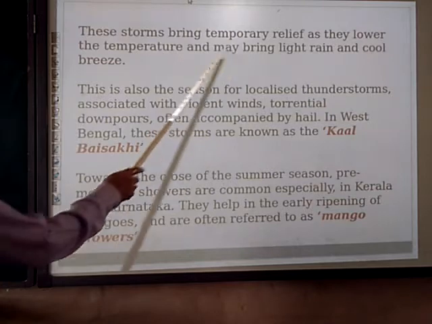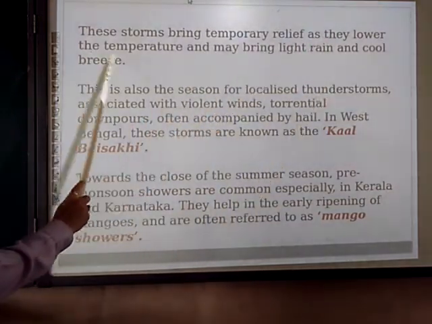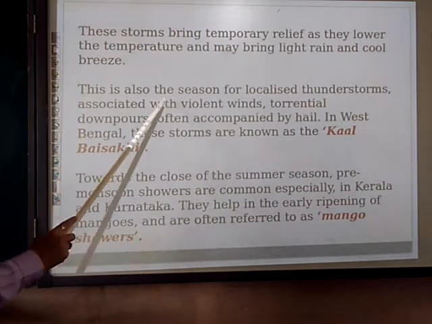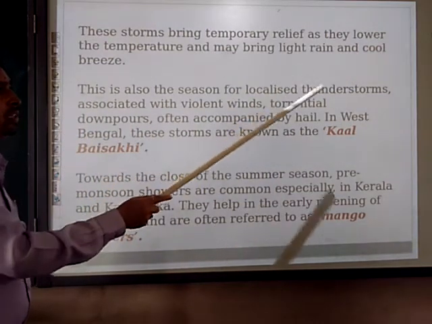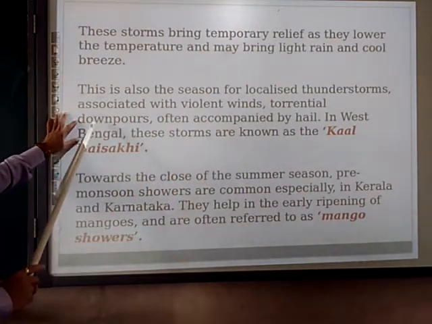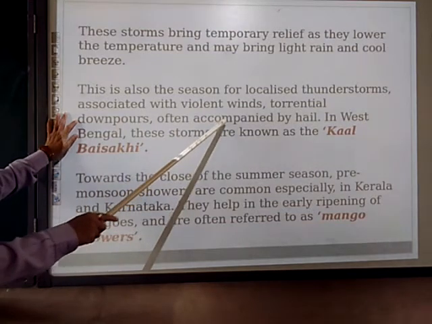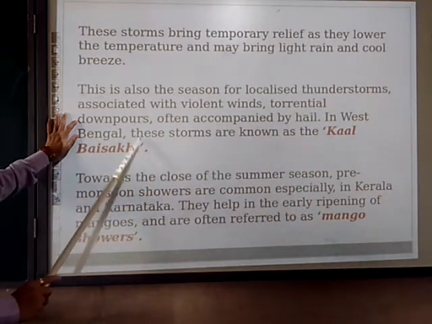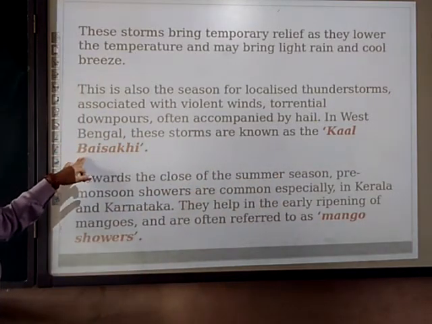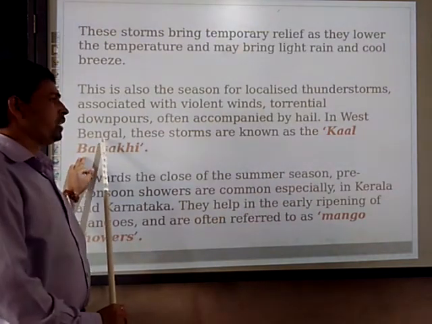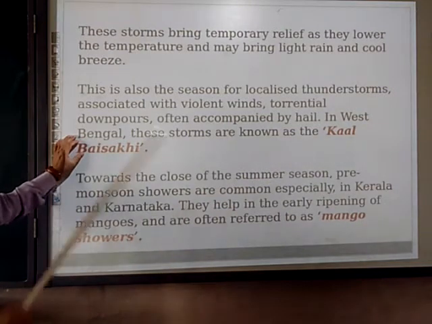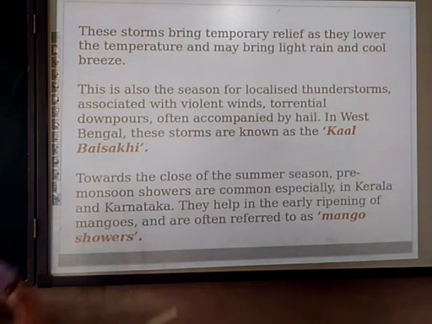these storms bring temporary relief as they lower the temperature and may bring light rainfall and cool breeze. This is also the season for localized thunderstorms associated with violent winds, that is torrential downpours often accompanied by haze in West Bengal. These storms are known as Kal-Baisakhi. In West Bengal, this is the name. Kal-Baisakhi is another important point in the hot weather condition.